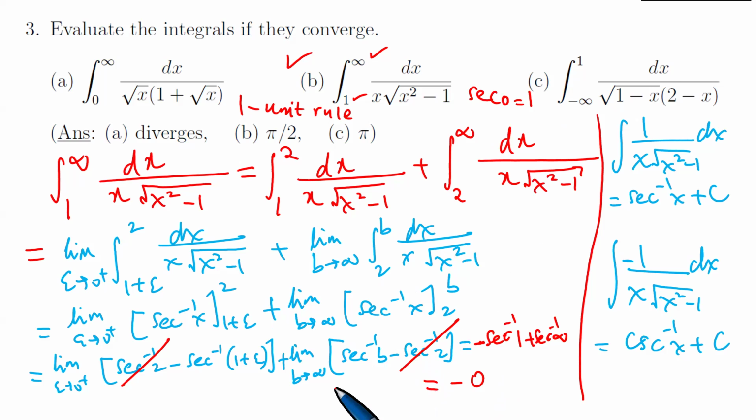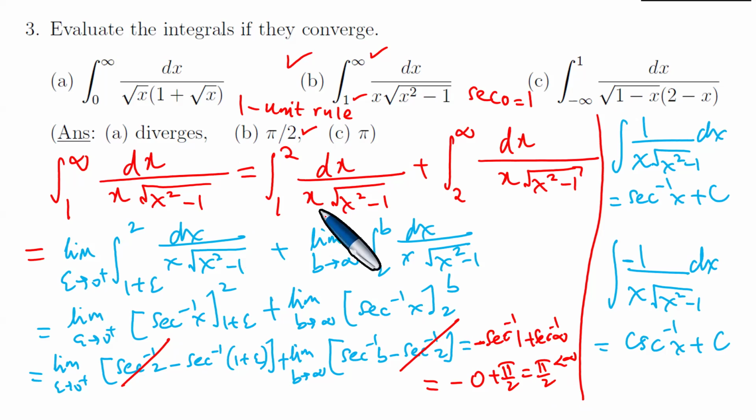But what is arc secant of infinity? This one is actually exactly pi over 2 radians, making it finite. So that is something that you need to think about here. Okay, indeed, they wrote pi over 2 also. So the answer is indeed pi over 2 here.